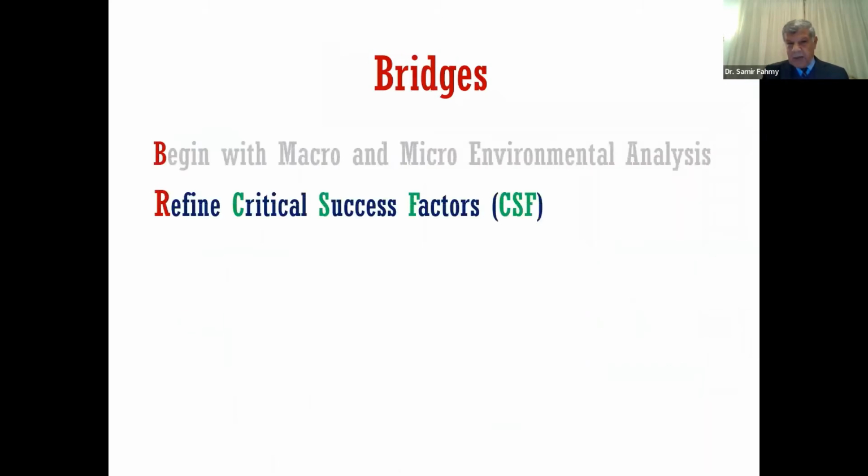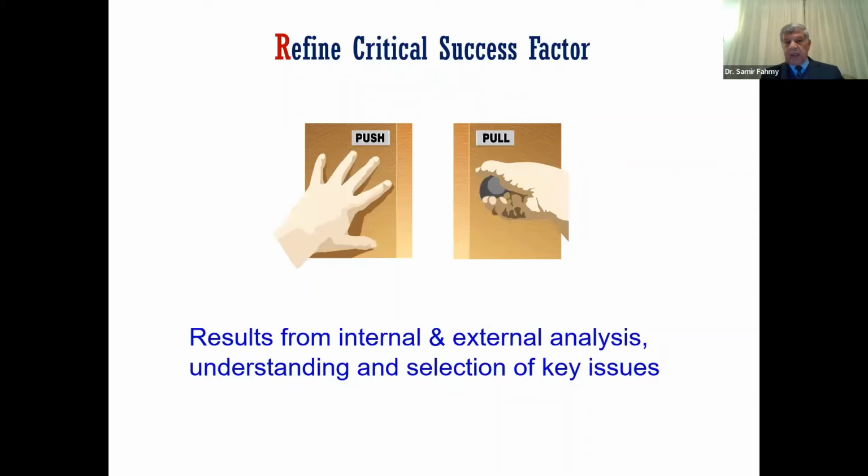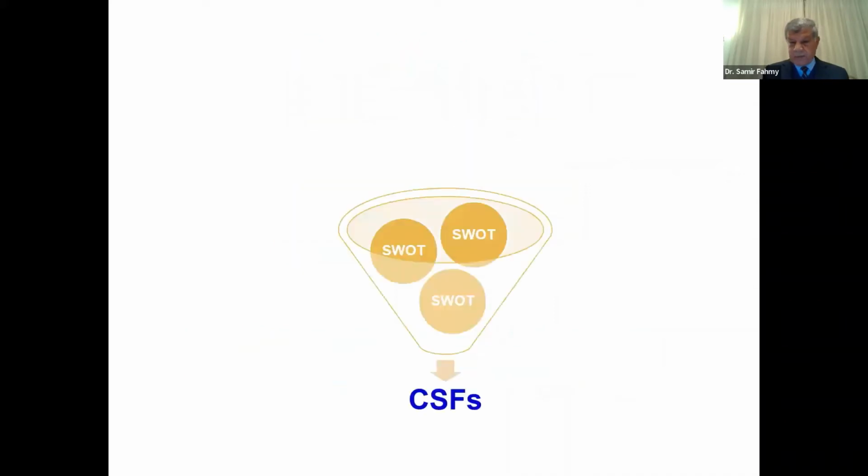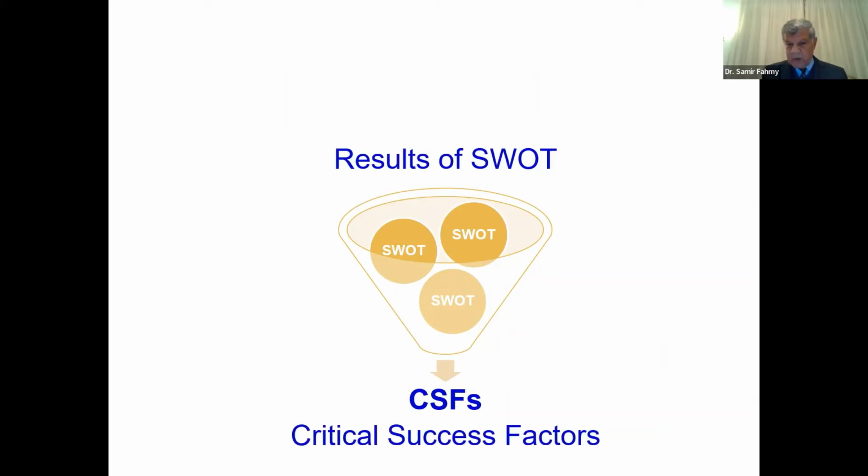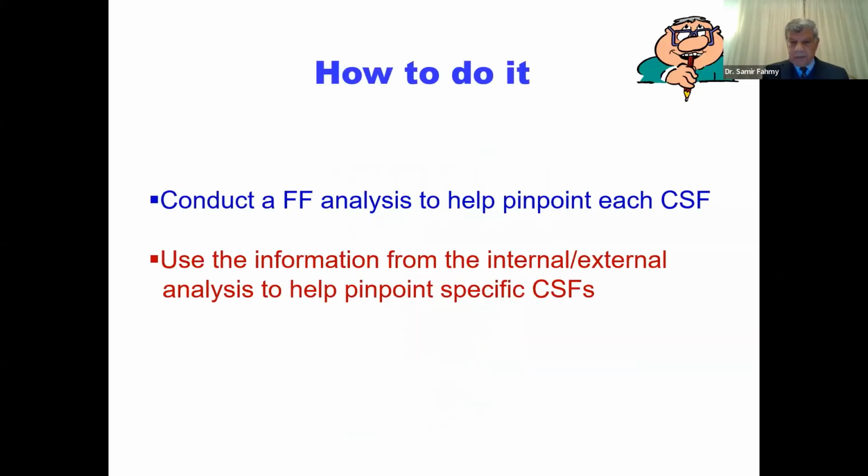By having this summary, and we already have done all the details related to the first P, the macro and the micro environmental, we then go to how to find out the critical success factor. So we refine the critical success factor. It results from the internal and external analysis, understanding, and selection of key issues, like filtering all the information you have got, and then you see what really matters for you to work on to prepare your plan for future success. That's why we call it critical success factor.